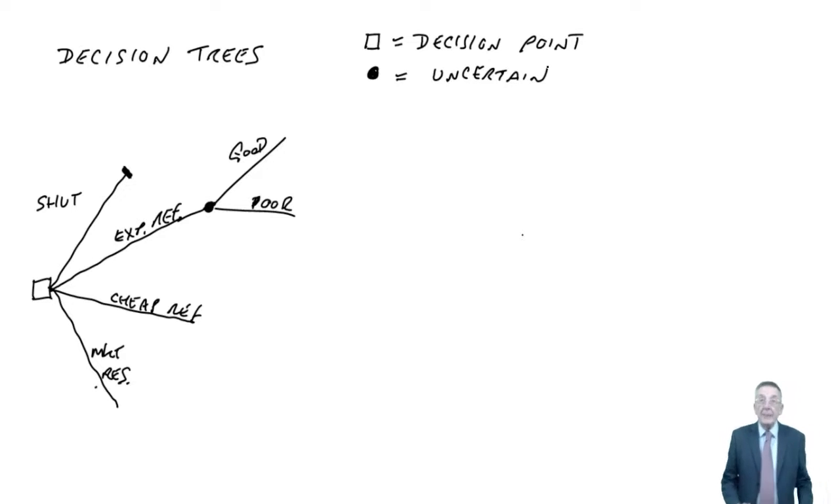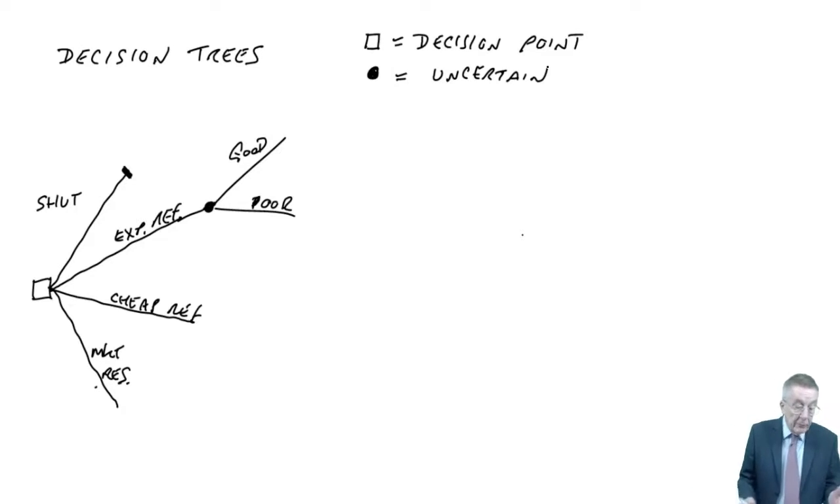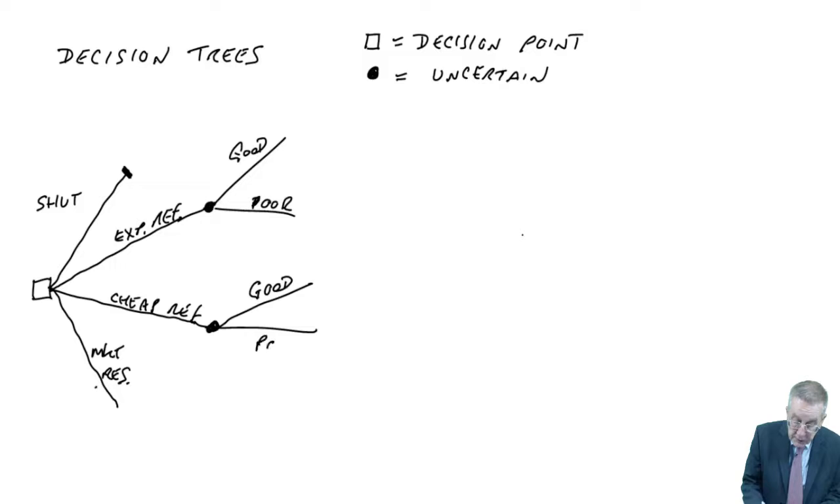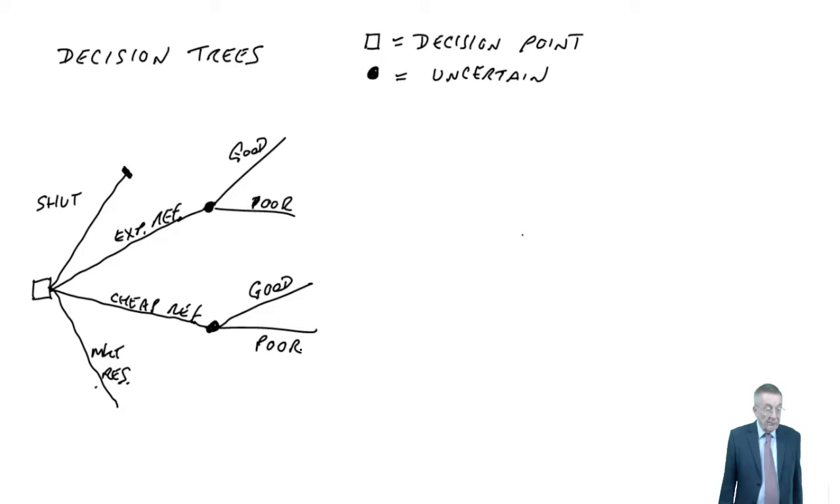Whenever I use a square, it's a decision we're going to have to make. When I use a blob, that's just uncertain. But that would be the end of that. If we do expensive, it's either good, finished, or it's poor, finished. What if we do a cheap refurbishment? Well, again, if we do cheap, we then sit and wait, and one of two things happen. Either it turns out to be good, or it turns out to be poor. So I hope so far, so good.